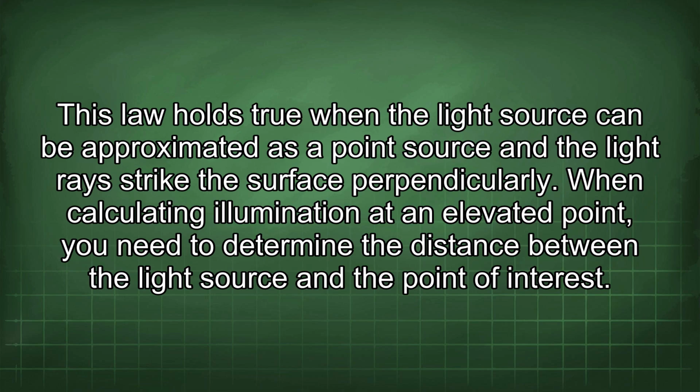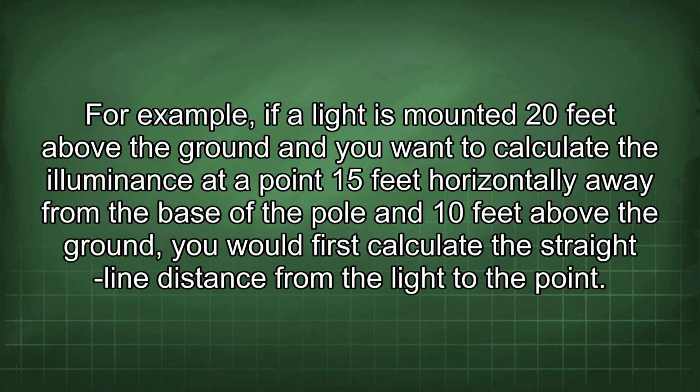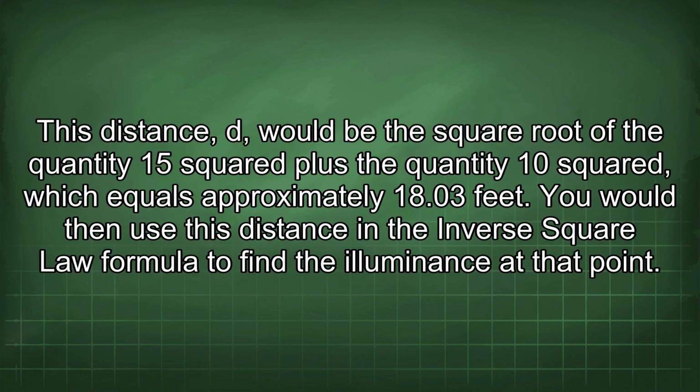When calculating illumination at an elevated point, you need to determine the distance between the light source and the point of interest. This might involve using the Pythagorean theorem if the point is not directly below the light source. For example, if a light is mounted 20 feet above the ground and you want to calculate the illuminance at a point 15 feet horizontally away from the base of the pole and 10 feet above the ground, you would first calculate the straight line distance from the light to the point. This distance, d, would be the square root of the quantity 15 squared plus the quantity 10 squared, which equals approximately 18.3 feet. You would then use this distance in the inverse square law formula to find the illuminance at that point.